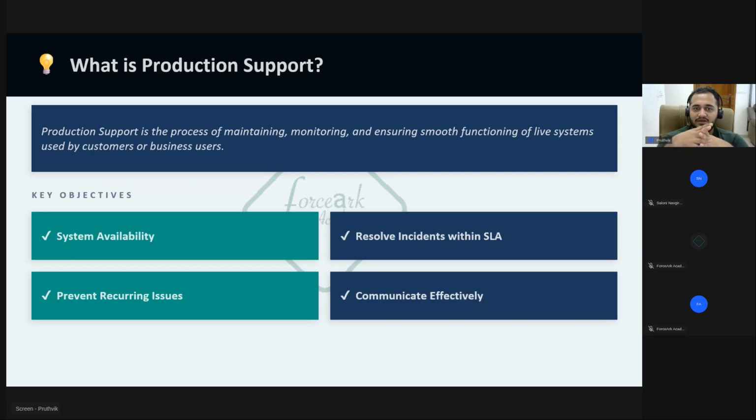As a support team, we do not just sit there and fix issues as and when they come. We document these issues, and then we bring out a fix so that these kinds of recurring issues will not happen again. So our system gets more stable day by day. That should be our end goal.